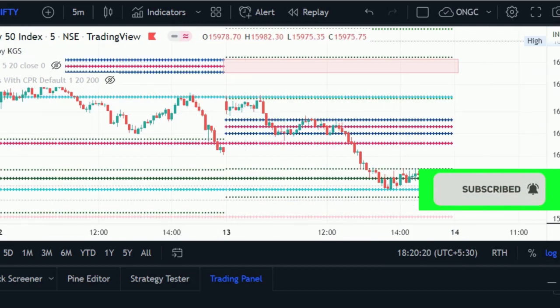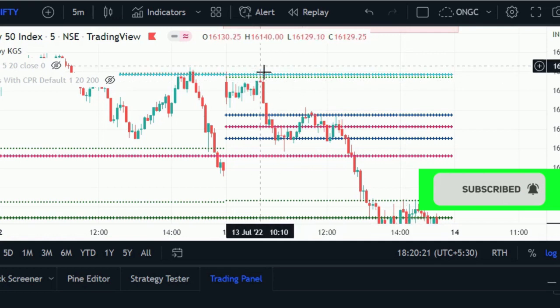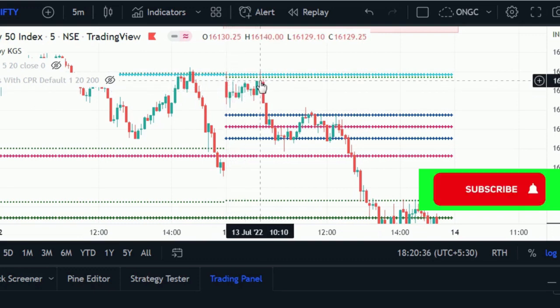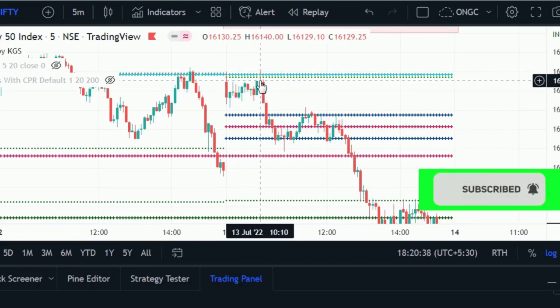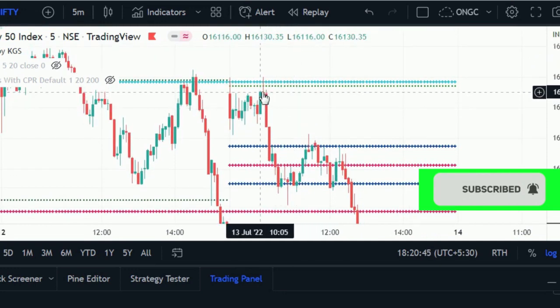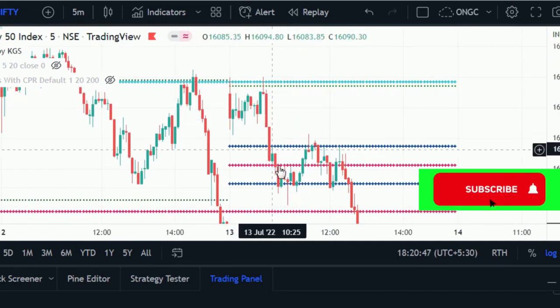See here, the first 5-minute candle is a red candle, and it faces resistance from the weekly pivot. It stays sideways. It consolidated for around 55 minutes, and it faces resistance at 10:10 AM, and a fall has happened.